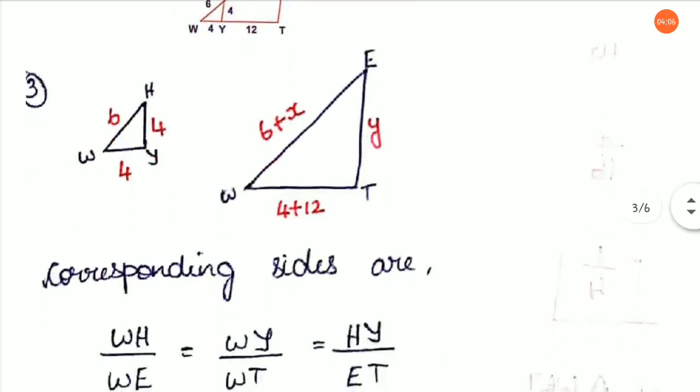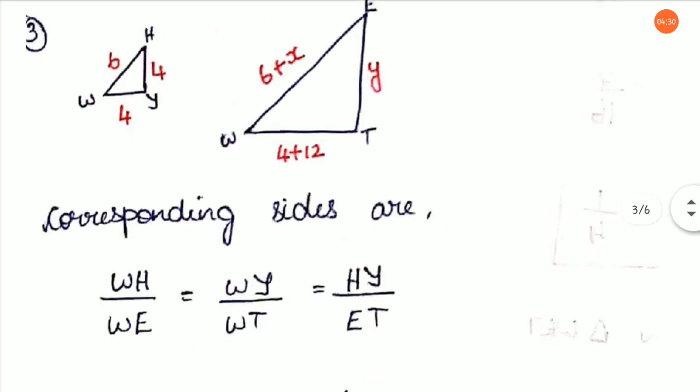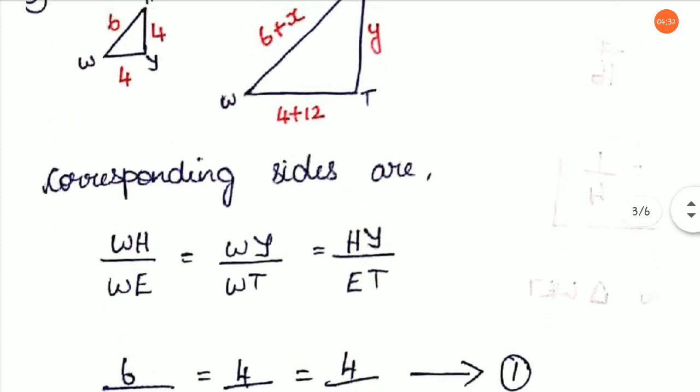Okay, then it is equal to WY, this corresponding side I am taking, and so I am going to take the base here. It is WT. Then HY is equal to HY divided by the corresponding side ET. Okay, and what is the next step now? We are going to substitute the values, whatever we know we are going to substitute.